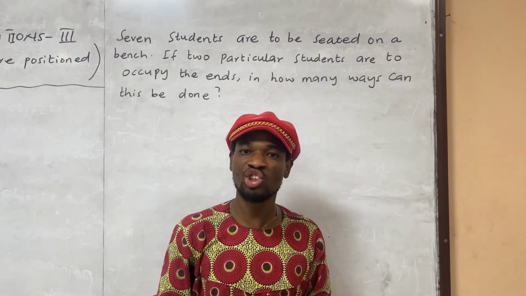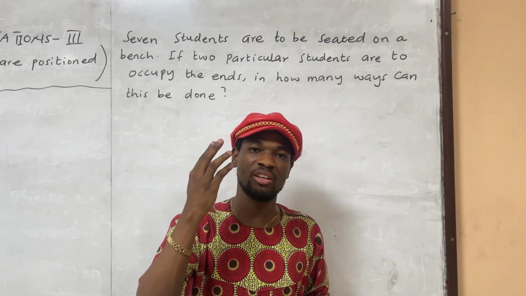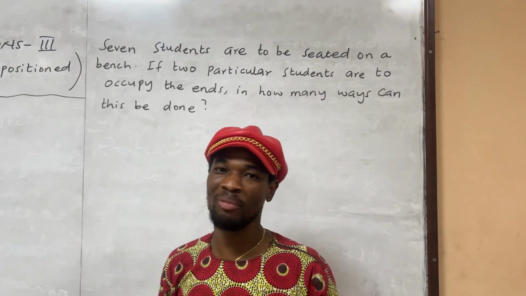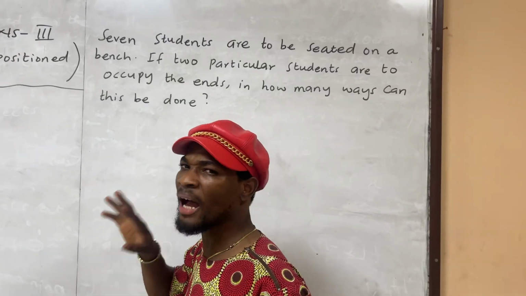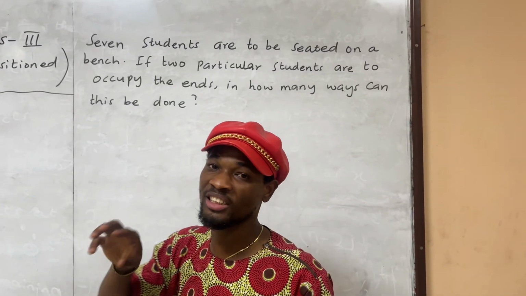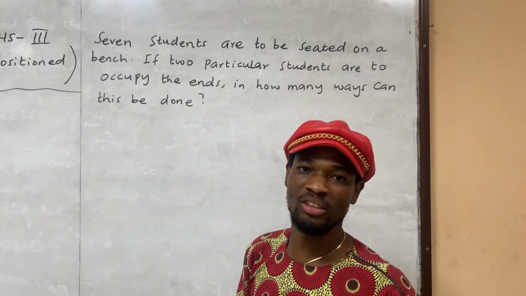We don't memorize, we don't chew and pour, we don't do rote learning. We have to understand what is happening in reality. So let us apply conditional permutations type 3 to questions of this nature.